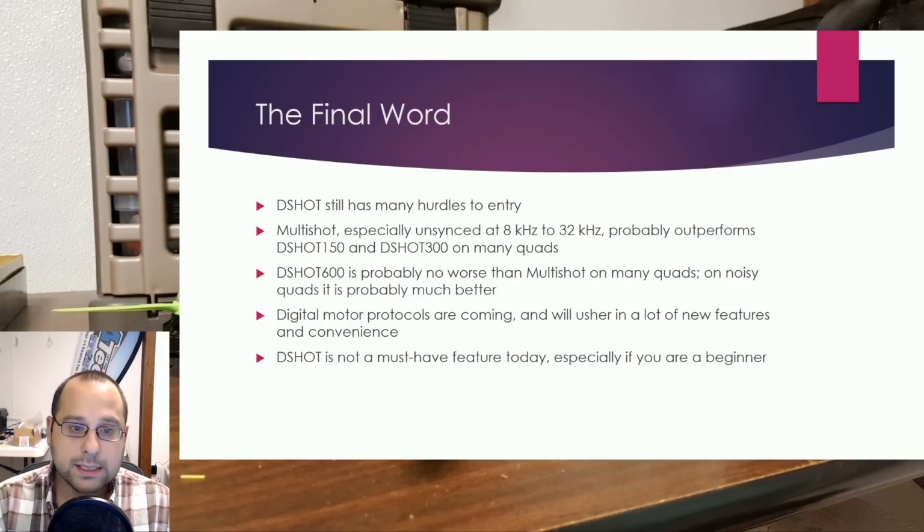Multishot, and especially unsynced Multishot at between 8K and 32K, probably outperforms Dshot 150 and Dshot 300 on many quads. What I mean by that is that if you have a clean quad with not a lot of noise, then the shorter pulse length of Multishot is going to give you better performance. And the fact that Dshot 150 and Dshot 300 are more noise resistant isn't going to matter much because you don't have much noise to begin with. Dshot 600 is probably no worse than Multishot on many quads, and on noisy quads it's probably much better. So if you're running Multishot in a noisy environment, and if you can run Dshot 600, you're probably doing a lot better with Dshot.